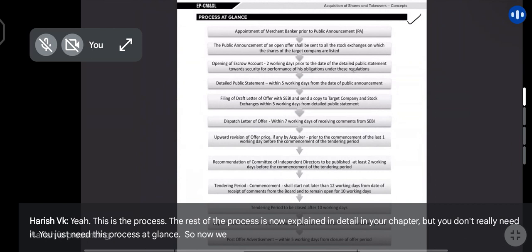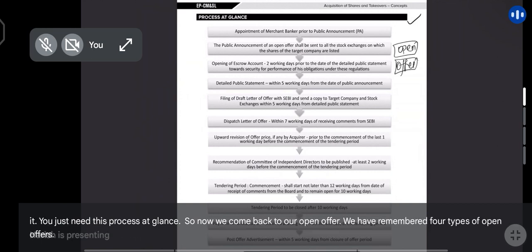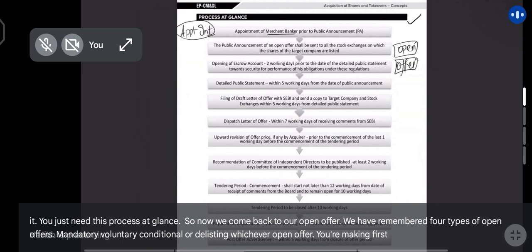So now we come back to our open offer. We have, remember, 4 types of open offers: mandatory, voluntary, conditional, or delisting. Whichever open offer you are making, first appoint the intermediaries. The most important intermediary here is the merchant banker, who will help you in finalizing the compliances and price. So make that public announcement.